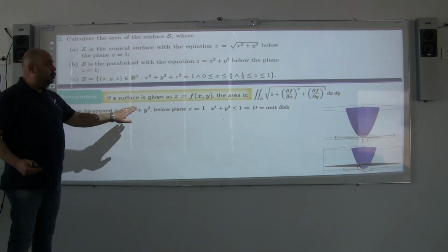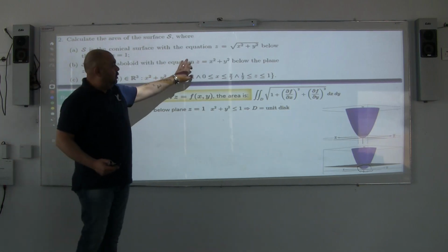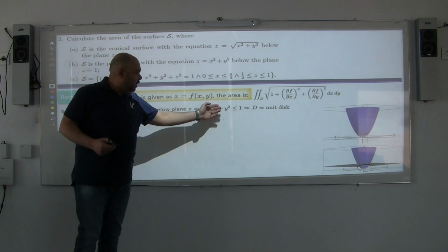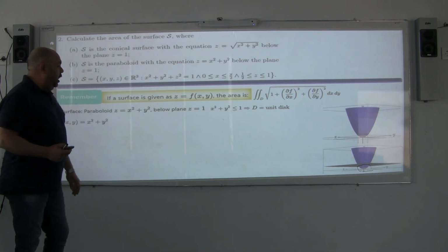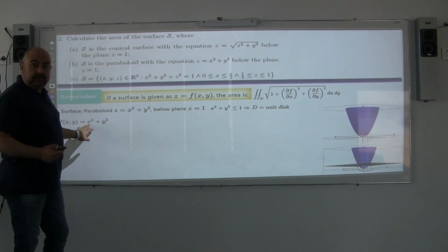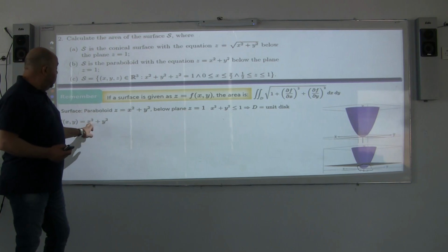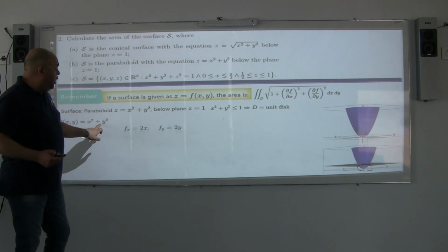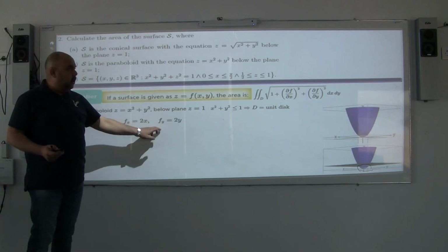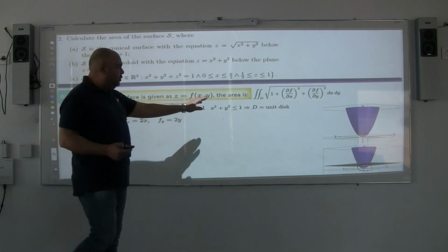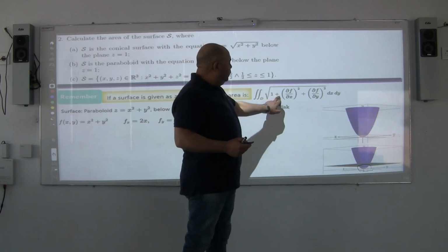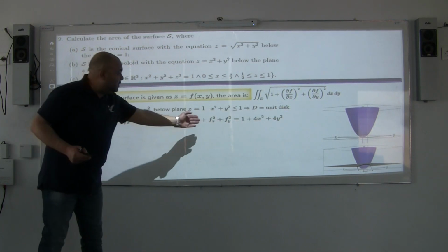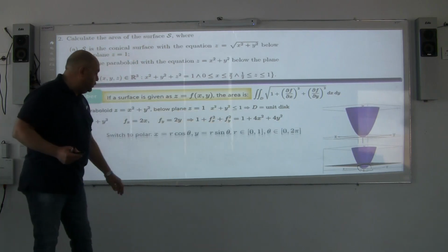I have z equal to 1, so if you make your substitution, you will be working with a disk also, x squared plus y squared less than or equal to 1. I will need to get the partial derivatives, which is going to be easy peasy. This is going to be 2x when you differentiate with respect to x, and 2y with respect to y. All I have to do is make the substitution, so it's going to be 1 plus 4x squared plus 4y squared. That's the result under the square root.